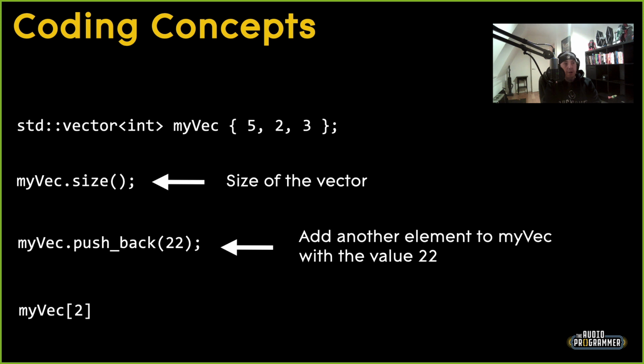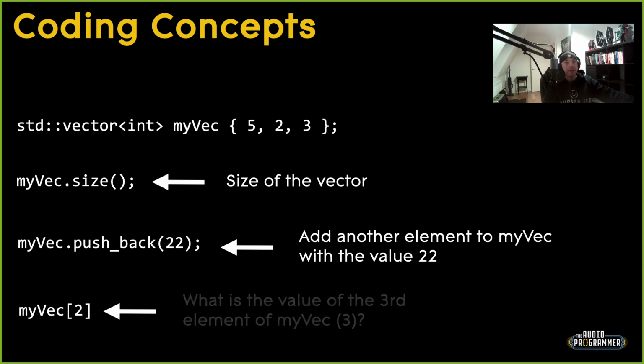Another thing that we commonly want to do in a vector is find out the value of the vector at a certain element. So in this case, we want to find out the value of the vector at index 2. Which would be what, Alex, in this case? 3. Exactly. So that's asking for the value of the third element of myvec, which is 3.